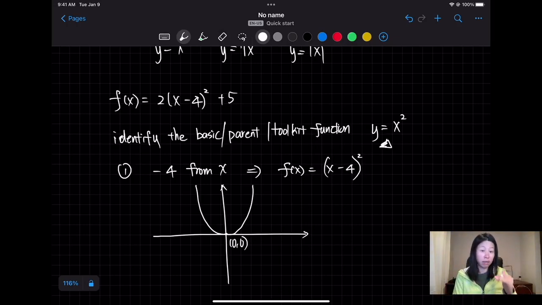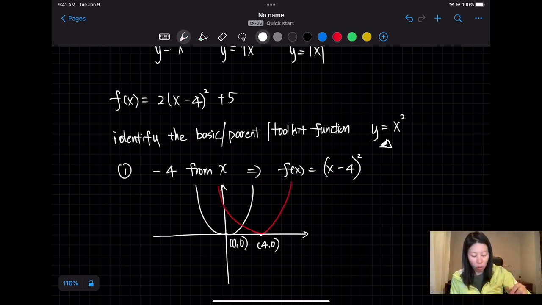Remember, subtracting from x is a horizontal shift to the right. So that means you shift to here 4 units. So your function is going to look like this one. That's your new function. Okay, let me use a red pen for the new function. Right, that's how you horizontally shift to the right 4 units.